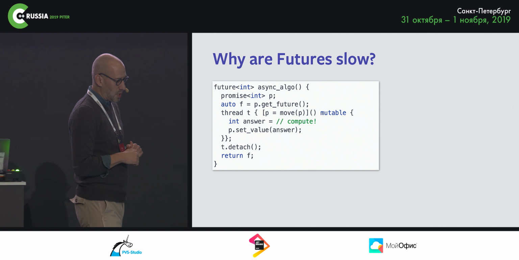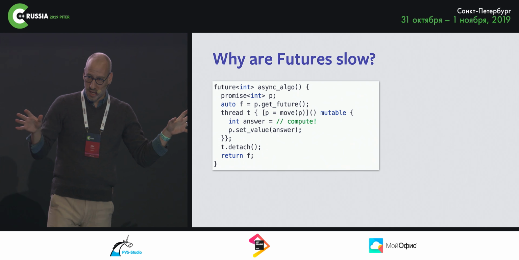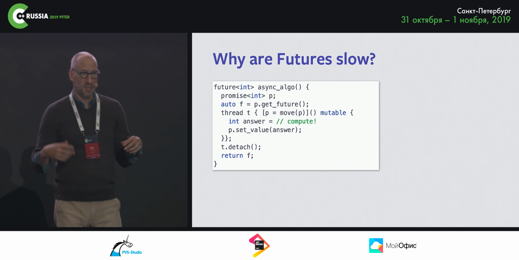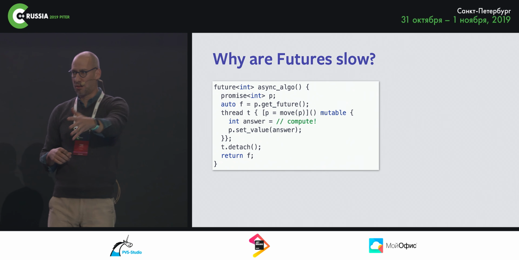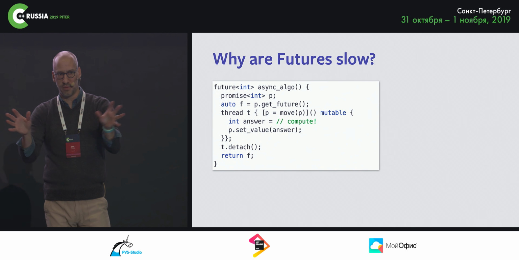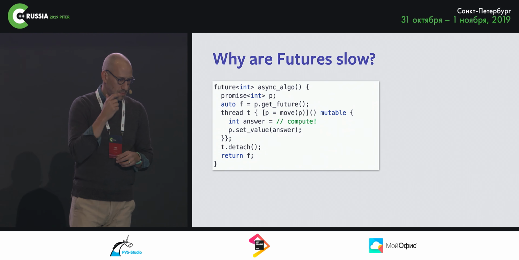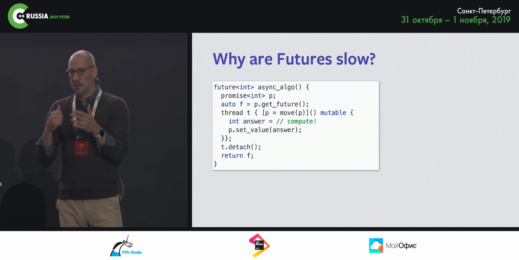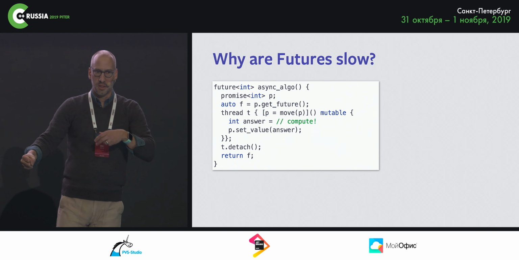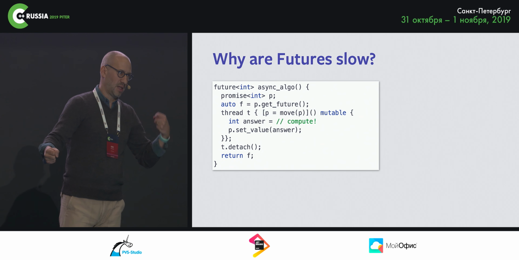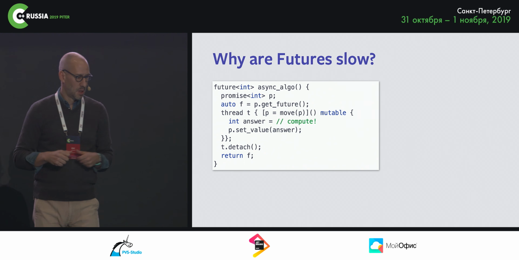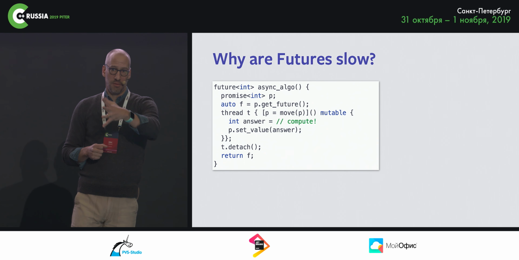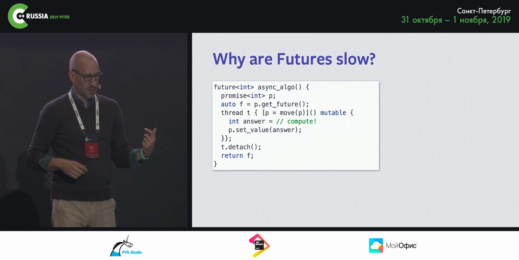Okay, so in an asynchronous algorithm, the first thing you do is you create a promise, you get a future from that promise, now you launch a thread, and the thread is actually going to be doing all of the work for you, right? Eventually in that thread, you set a value on the promise. That's going to make sure that the value is available in the future. Now you detach that thread so it goes off and it executes, and then you return the future.